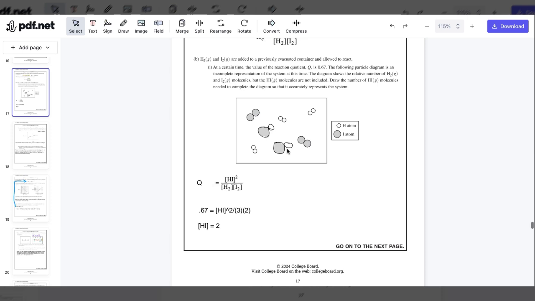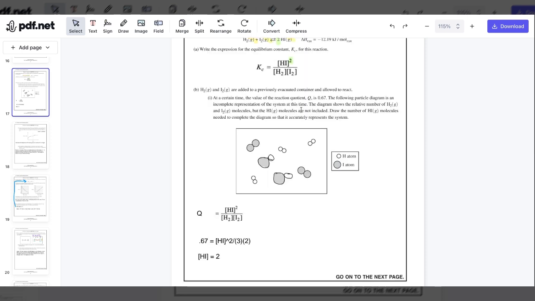Letter B. H2 gas and I2 gas are added to a previously evacuated container and allowed to react. B1 says that at a certain time, the value of the reaction quotient, Q, is 0.67. The following particle diagram is an incomplete representation of the system at this time. This diagram shows the relative number of H2 gas and I2 gas molecules, but the HI gas molecules are not included. Draw the number of HI gas molecules needed to complete the diagram. That way it's actually accurate.